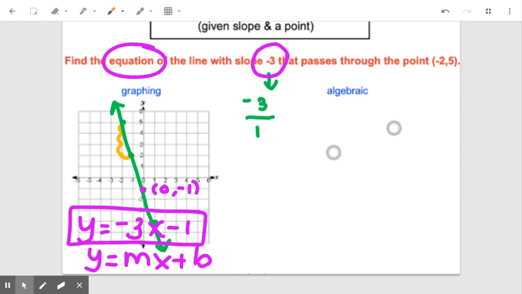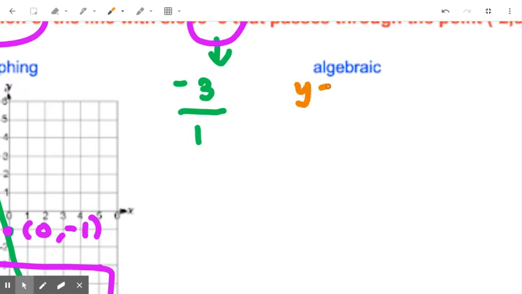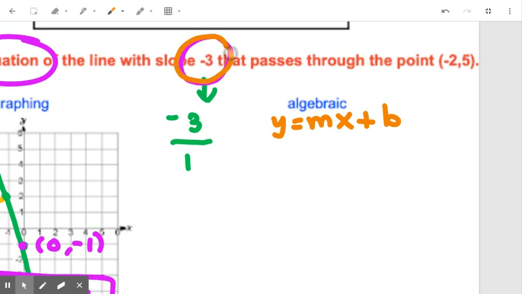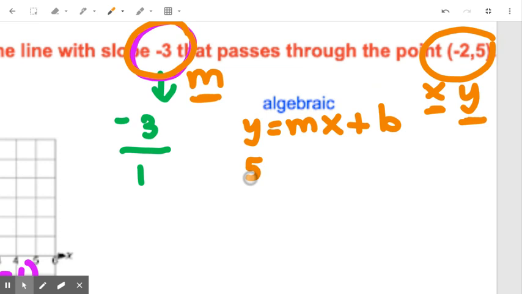So I know that when I go to solve this, I need y equals mx plus b. And I know when I'm done, I should get the same answer as I got when I graphed. Now, if I look at what I'm given, I know this is my m, and I know this ordered pair is my x and y. If I look at the equation y equals mx plus b, I am able to fill in a value for m, a value for x, and a value for y. That will allow me to solve for b. So this would become 5 equals -3 times -2 plus b.